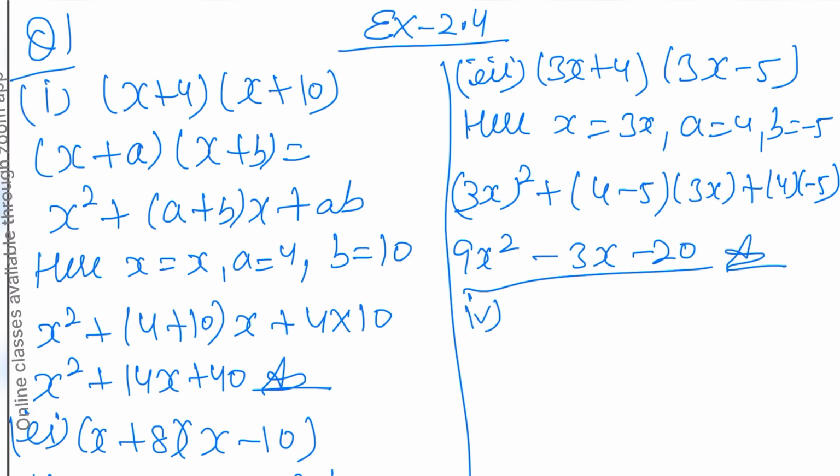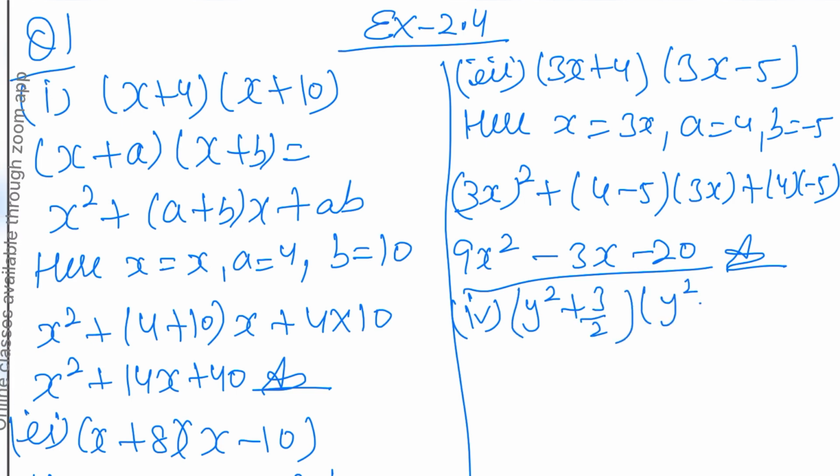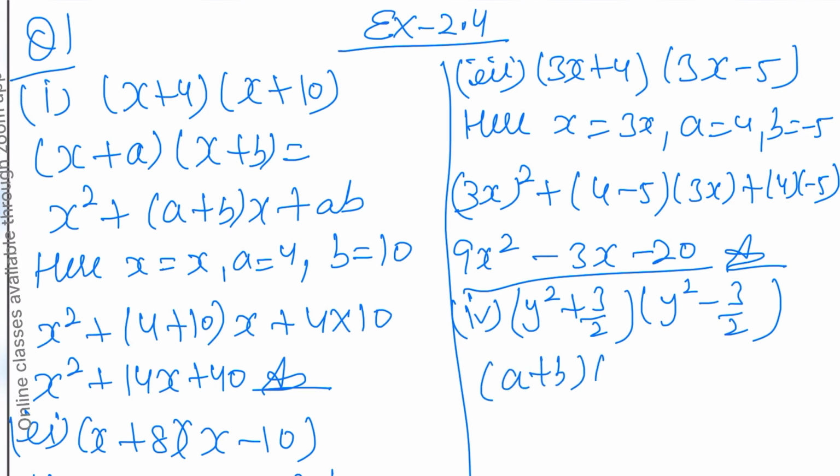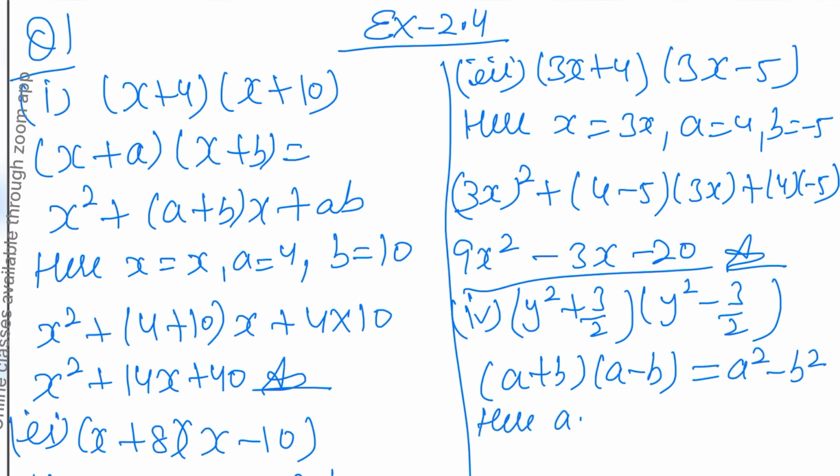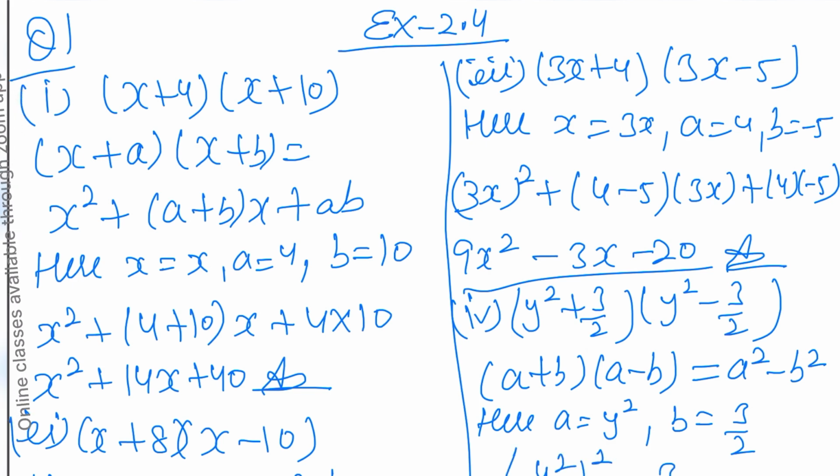Like the fourth part, we have (y square plus 3 by 2) into (y square minus 3 by 2). As we can see, both the terms are the same. There is a difference of sign, one is plus, one is minus. So we can use the identity (a plus b) into (a minus b), which is equal to a square minus b square. So here a is equal to y square and b is equal to 3 by 2. So putting in the identity, (y square) whole square minus (3 by 2) whole square.